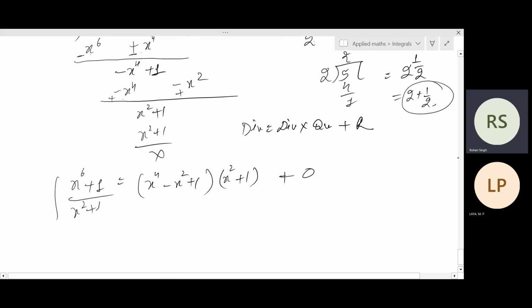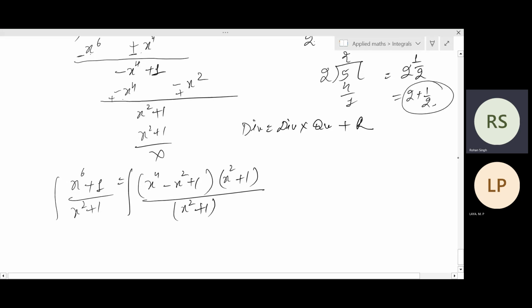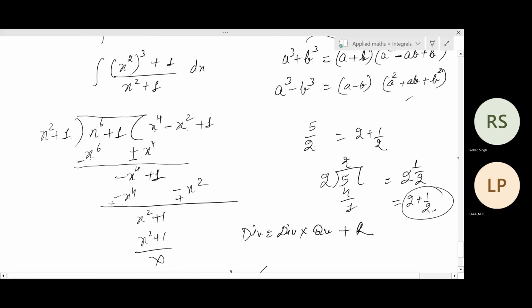We needed x square plus 1. So we can remove this plus 0 now, and we can integrate. We have x square plus 1. Now you can see x square plus 1, x square plus 1 are the same. So you can just cancel them, and we have to just integrate this function right here, right?